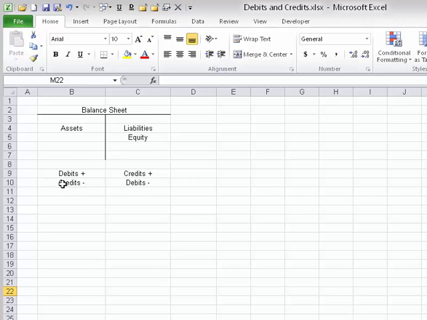So as an example, if we had cash, which is an asset account, right? Cash has future economic value, and if we debit the cash account, it increases it. If we credit the cash account, it would decrease the cash balance. And we'll go through some examples in a minute here. Let me move over to the right side.